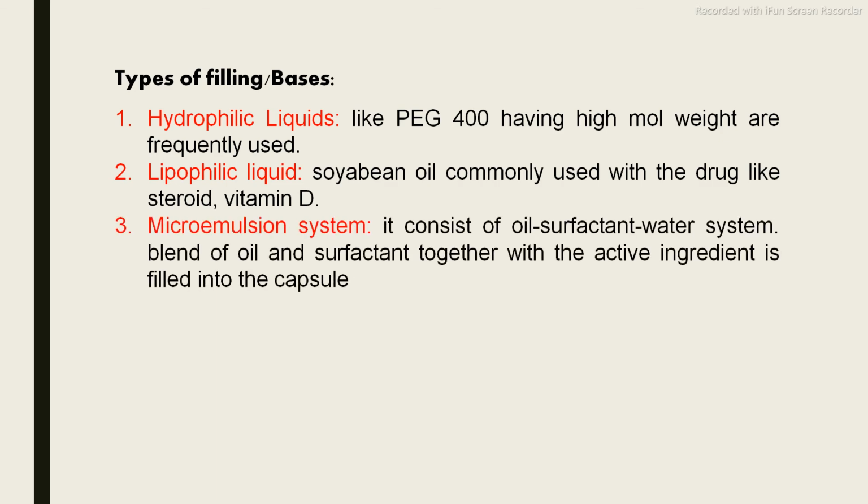Then microemulsion system. First, you must know the emulsion. Emulsion means a biphasic liquid dosage form consisting of immiscible liquids. So in this case, it consists of an oil, surfactant, water system. The blend of oil and surfactant together with the active ingredient is filled into the capsule. Whatever oil you have, first mix it with the surfactant and then encapsulate it inside the soft gelatin capsule. So first we have to prepare the microemulsion. Microemulsion means the globules must be of micron size, not a macro emulsion, and macro emulsions are generally not stable.